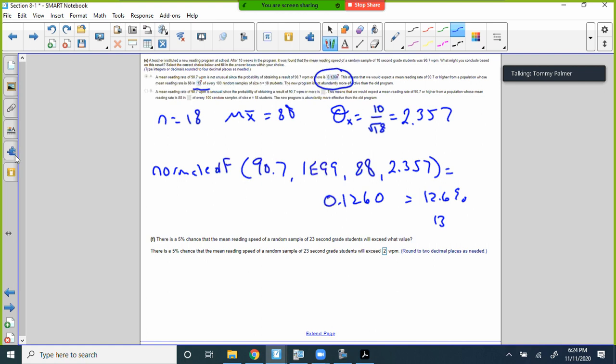All right, so the last one, F, which is really the hardest one. It's not too bad, but you've got to look at it. There's a 5% chance that the mean reading speed of a random sample of 23 second grade students will exceed what value, right? So we're looking at this 5% chance.